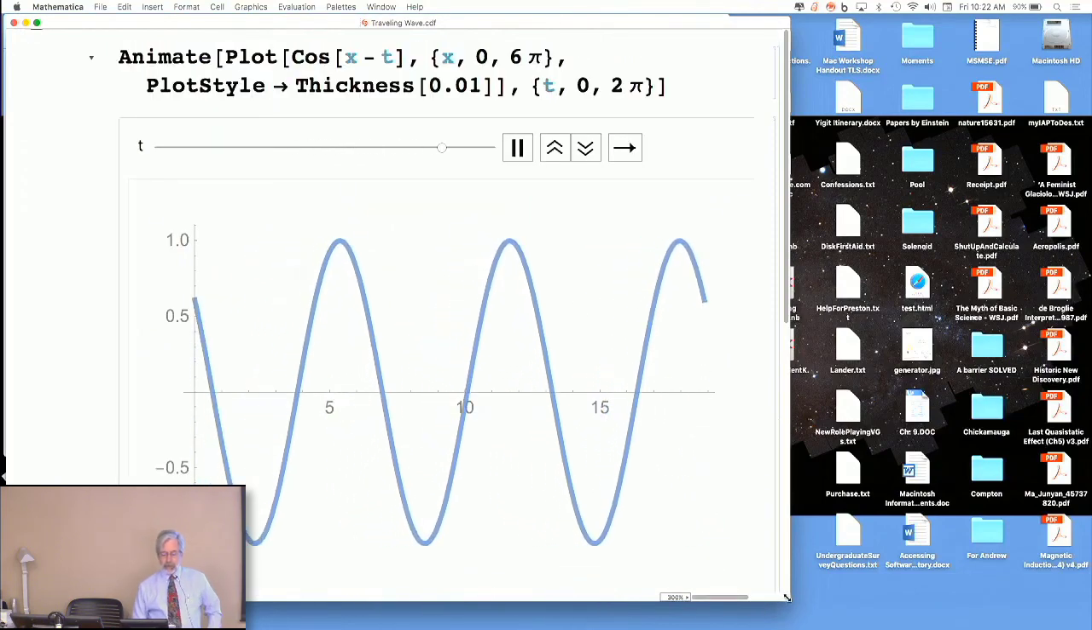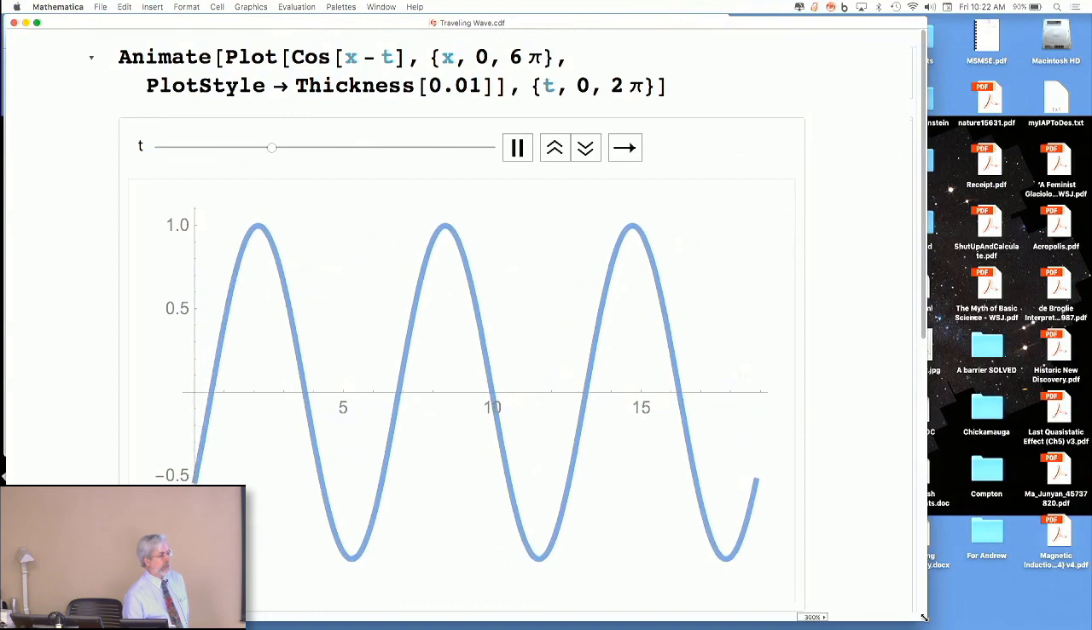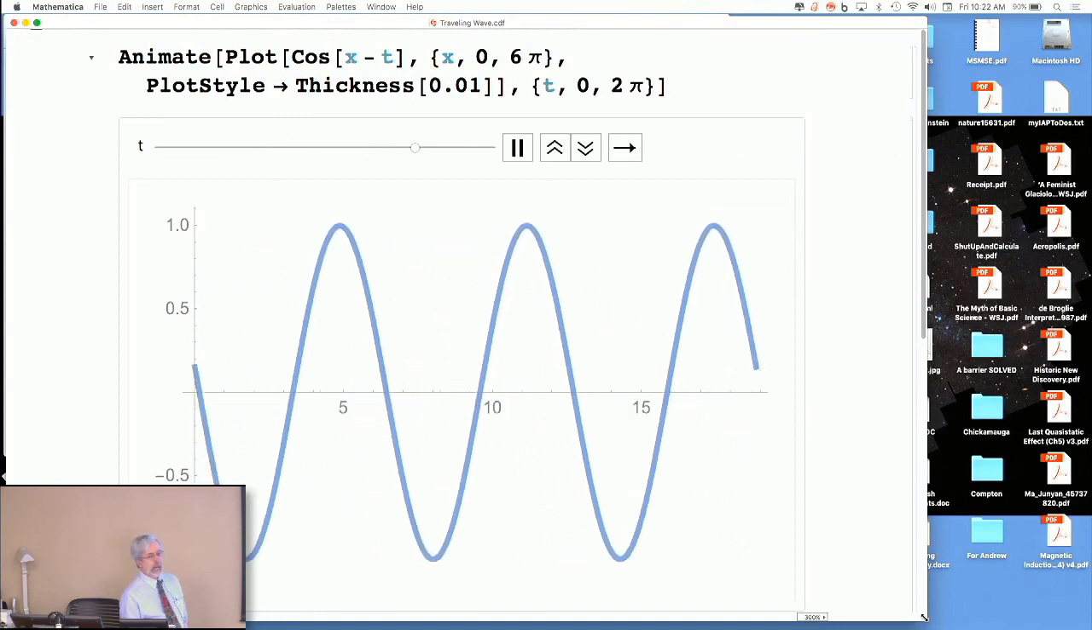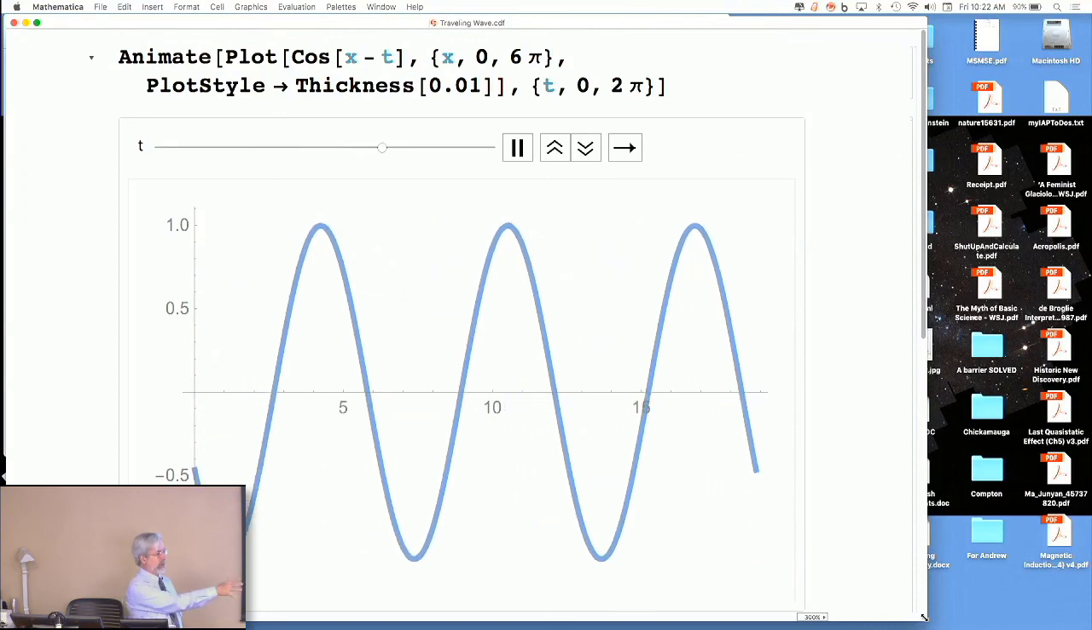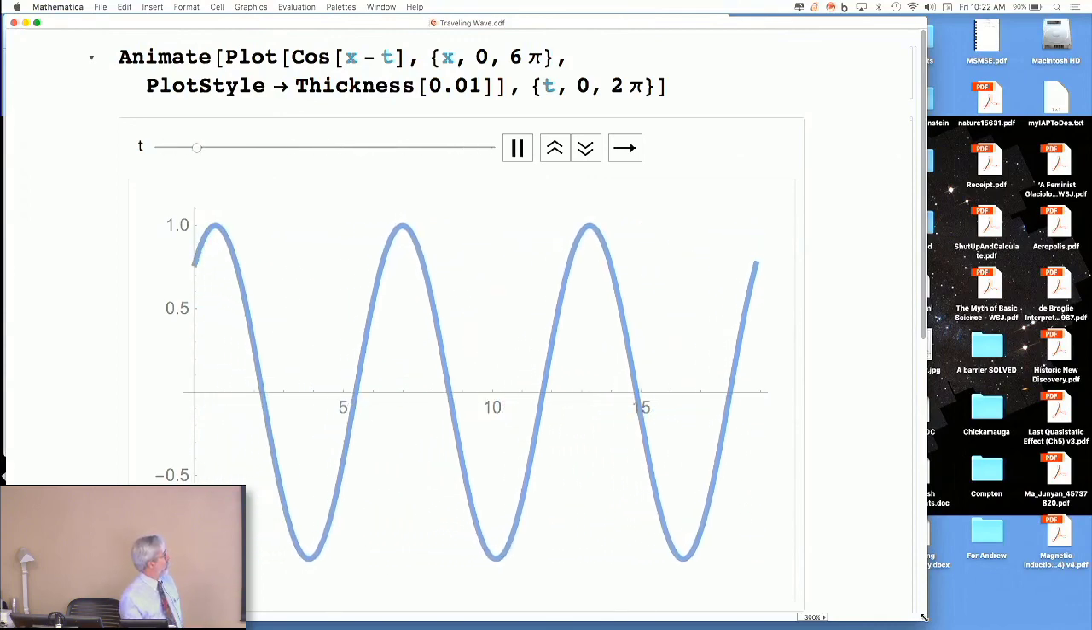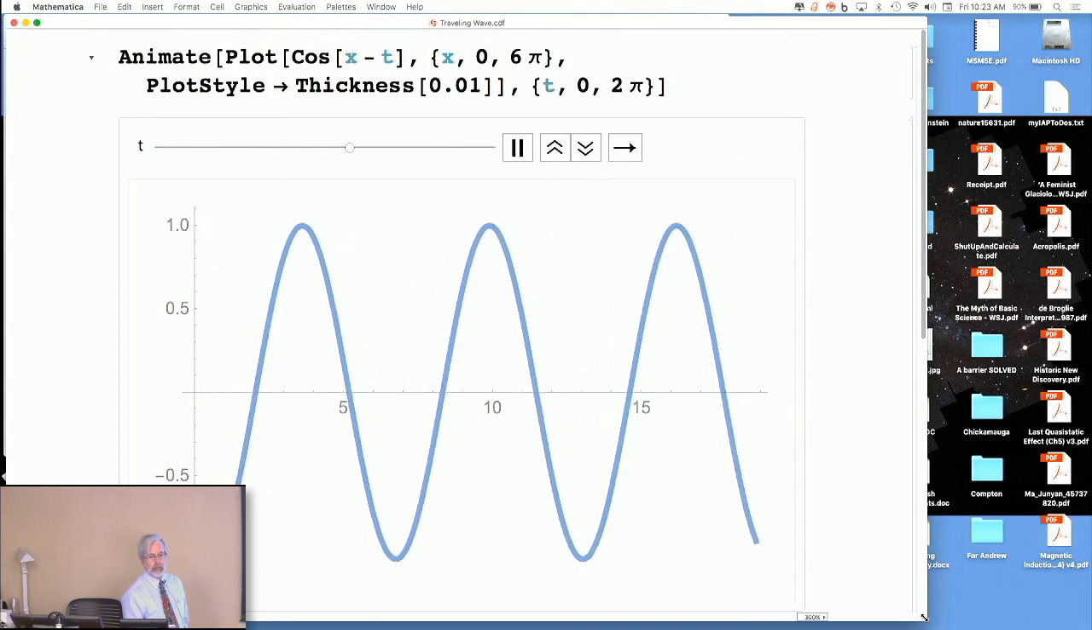So that's an example of what the rubber band might look like if I'm shaking one end up and down. It's going to propagate to the right, away from the source, into the rubber band. That's what it would look like.